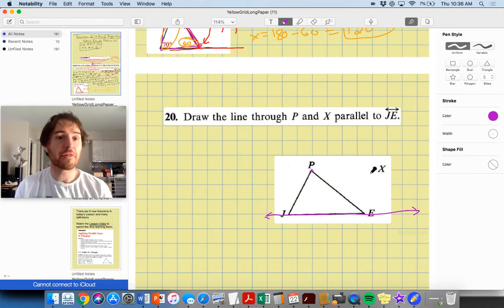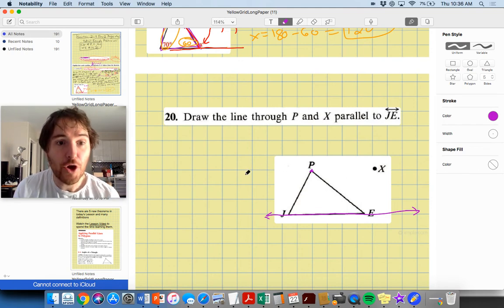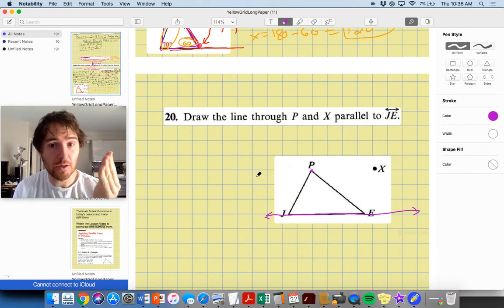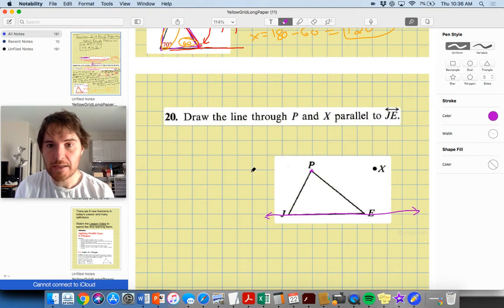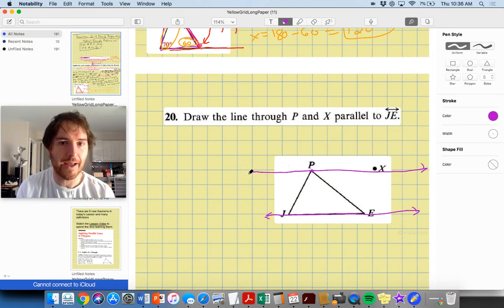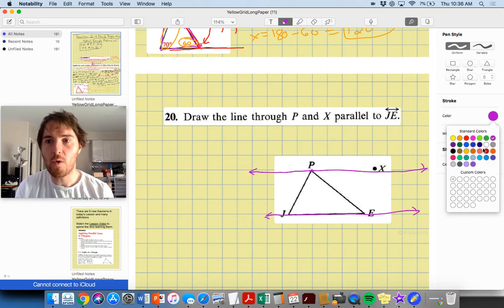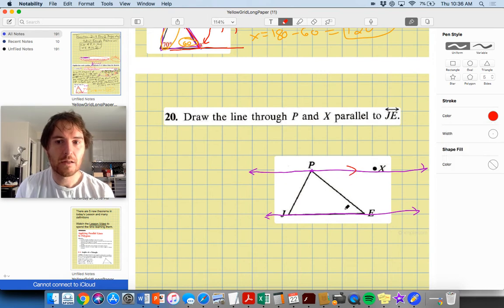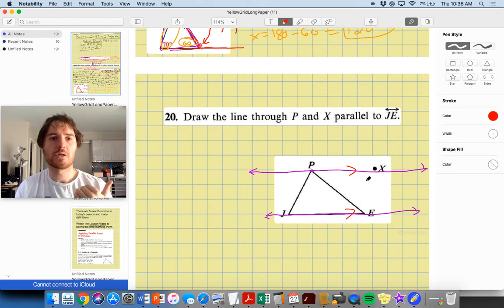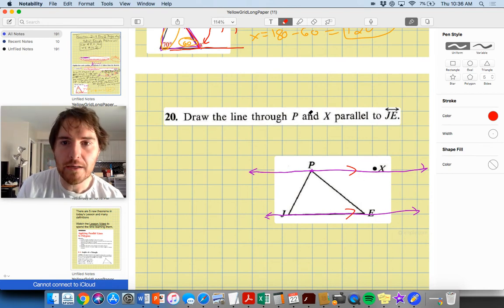We know we have a theorem that tells us that through a point outside of a line, there is exactly one parallel to that line. So if I draw that parallel and it so happens to go like this, ooh, it didn't go through X. This is the one parallel, let's say, to JE, and it didn't happen to go through X. So I drew that out to show that as a reason because we have one parallel.